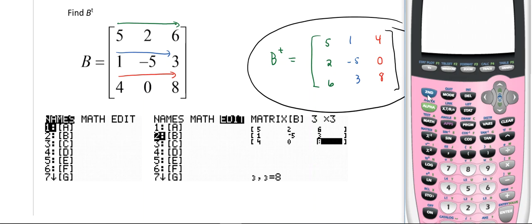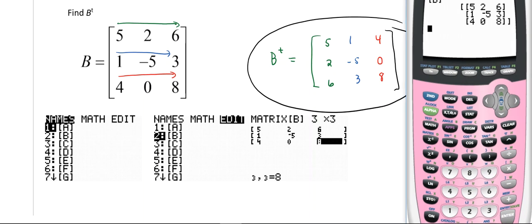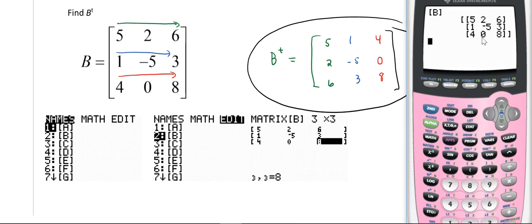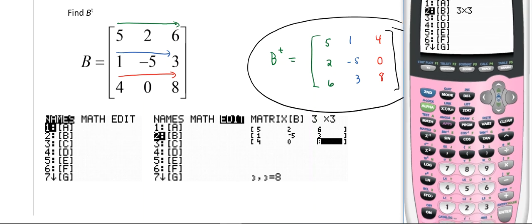So now if I go and ask it for matrix B, and hit enter on it, it gives me that matrix. And yours might have one set of big brackets if you have a newer calculator. That's cool too. Now, why would we spend all this time? Because I can do things with this. So matrix B, I enter that.